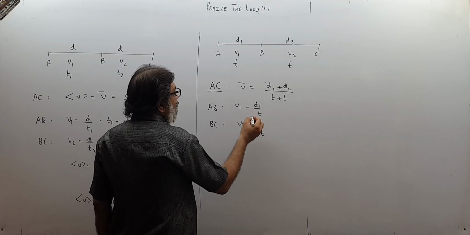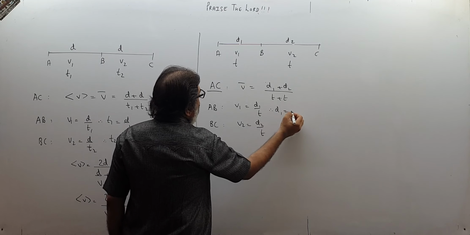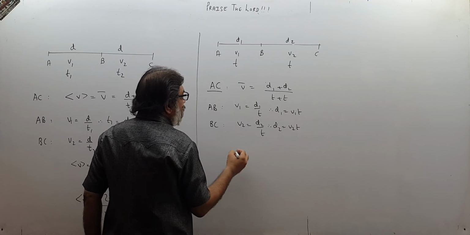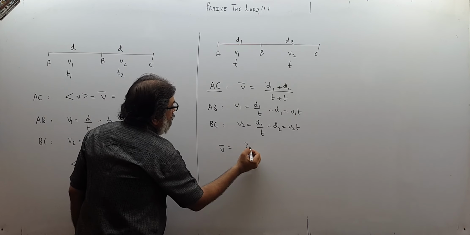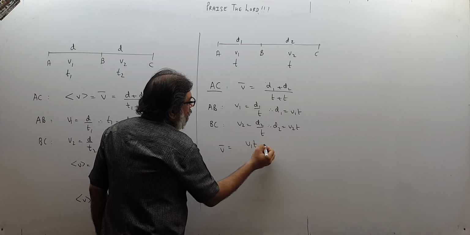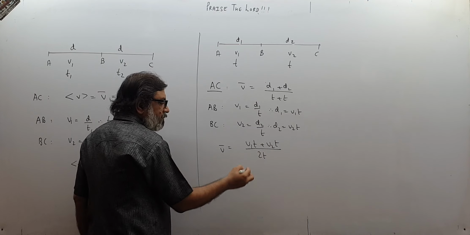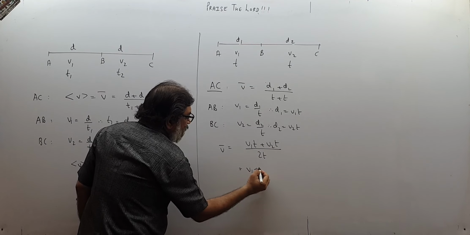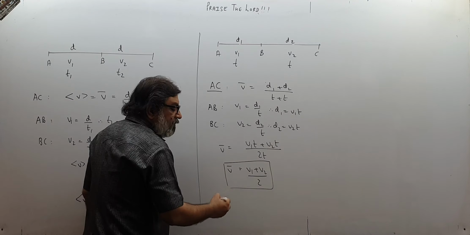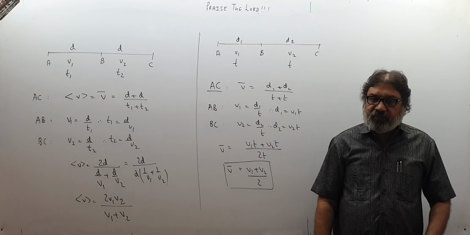So what I do is, I put the value of d1 as v1t and d2 as v2t. So average speed becomes d1 plus d2 upon 2t, that is v1t plus v2t upon 2t. T cancelled out, that is v1 plus v2 upon 2. So children, realize if times are equal, then average speed will be v1 plus v2 upon 2.